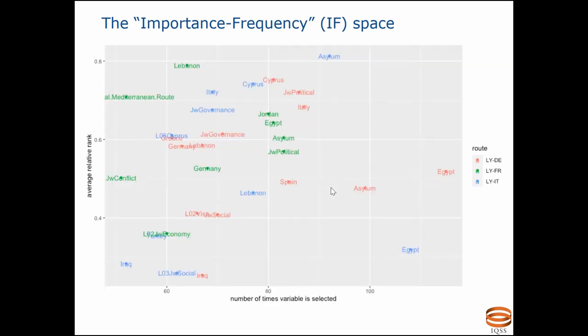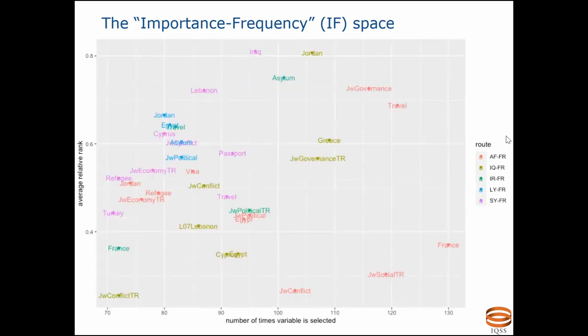So these are the same plot for different routes. You can compare, for different routes from the same country of origin to different countries of destination, which variables have been selected most of the time by the model, so they have an impact in predicting these particular flows. Because time is almost finished, you can do this by country of destination, or by country of origin or country of destination.